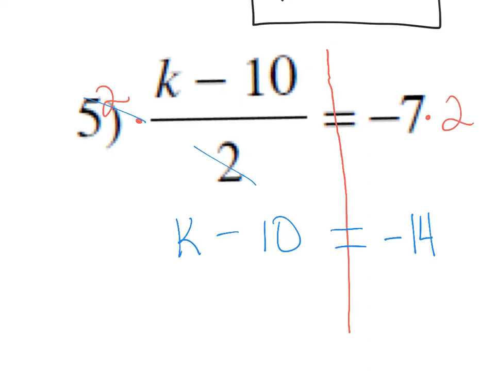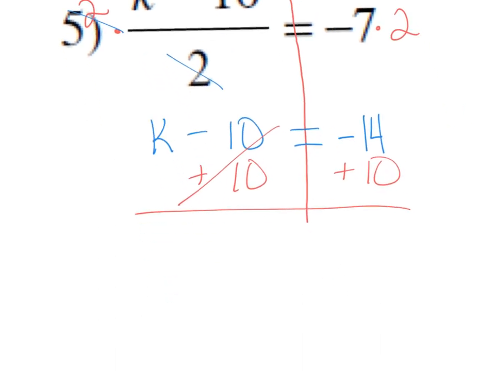Now it's just a one-step equation. To get k by itself, I have k minus 10. To undo that subtraction, I'm going to add 10. Add 10. 10's cancel. I'm left with just a k on the left side. Carry down my equal sign. Negative 14 plus 10. I have more negatives than I have positives, so my answer is going to be negative. Then the difference between the two, so 14 minus 10 is 4. So my answer is going to be negative 4.